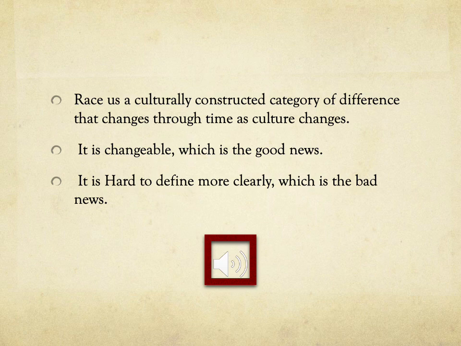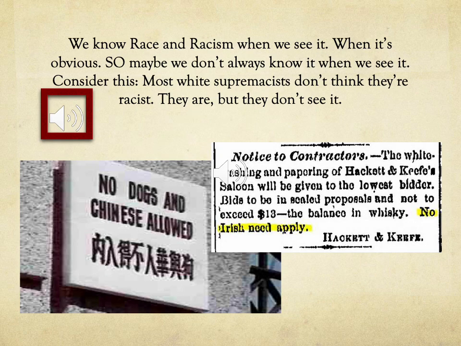Next slide. All right, so this is what I was talking about it being complicated. The impulse is to say it's hard to define, but we know it when we see it. I know what race is when I see it, and I know what racism is when I see it. It's so obvious. You look at that, no dogs and Chinese allowed. Wow, that's some racist stuff.